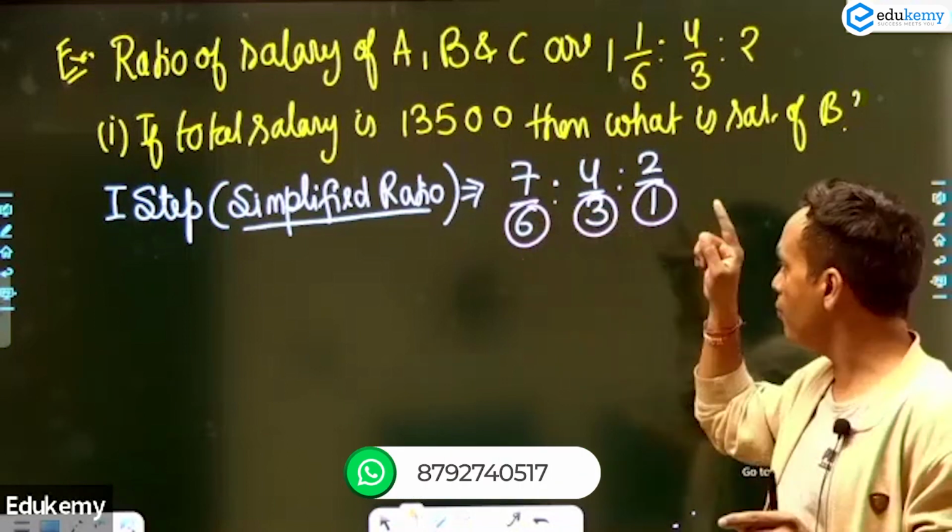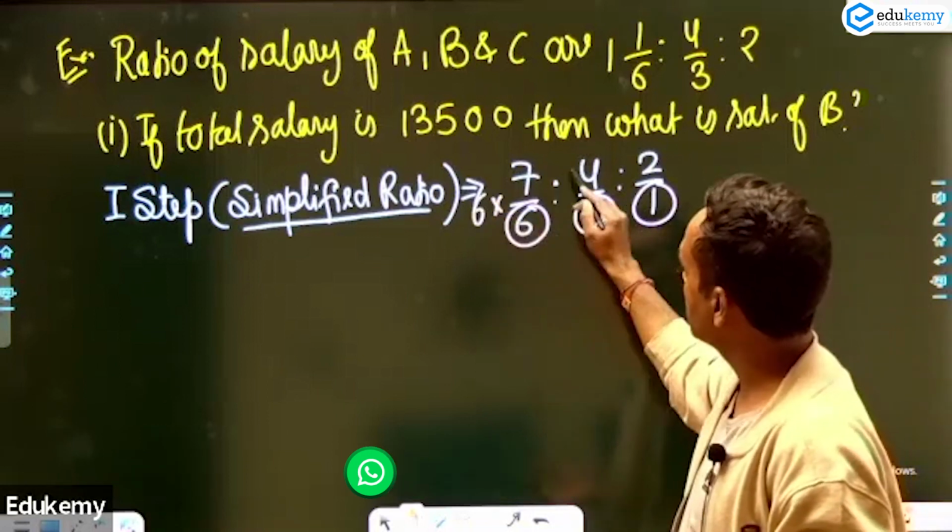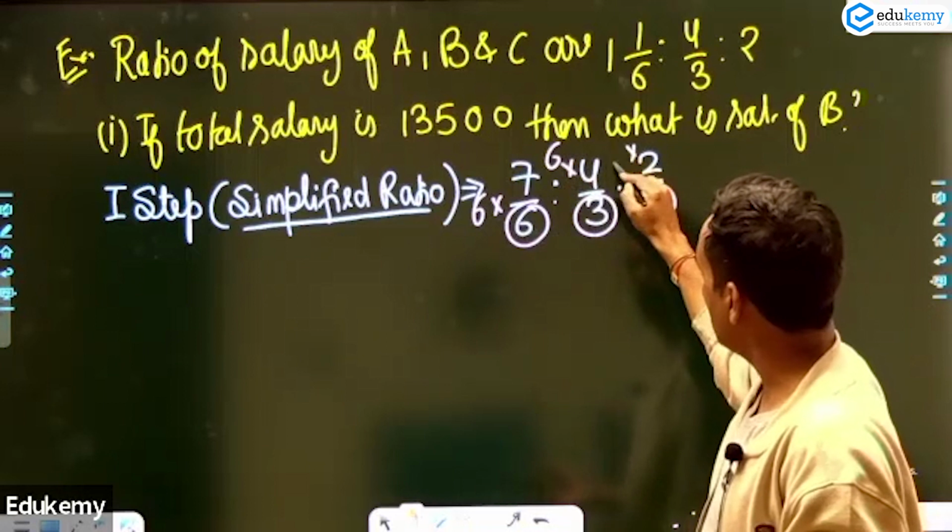Is 6 divisible by 1? Yes. So 6 is the LCM. So what do you have to do? Multiply all numbers by 6. Because it is the simple rule of the ratio.